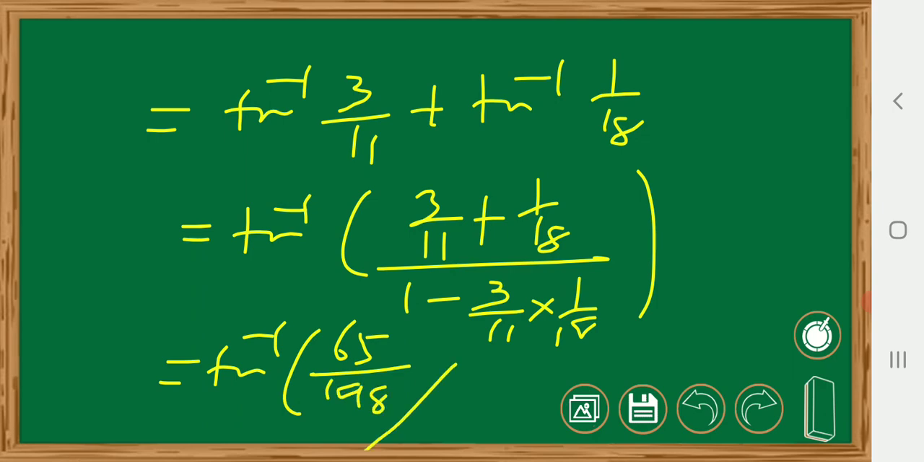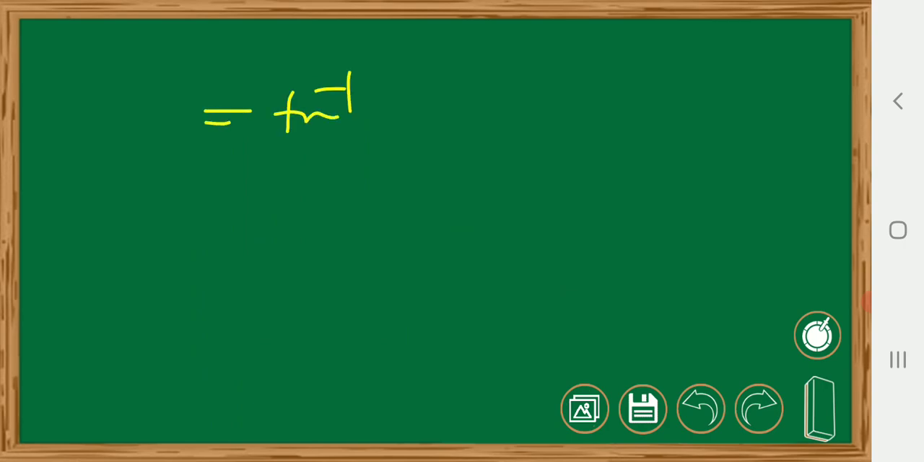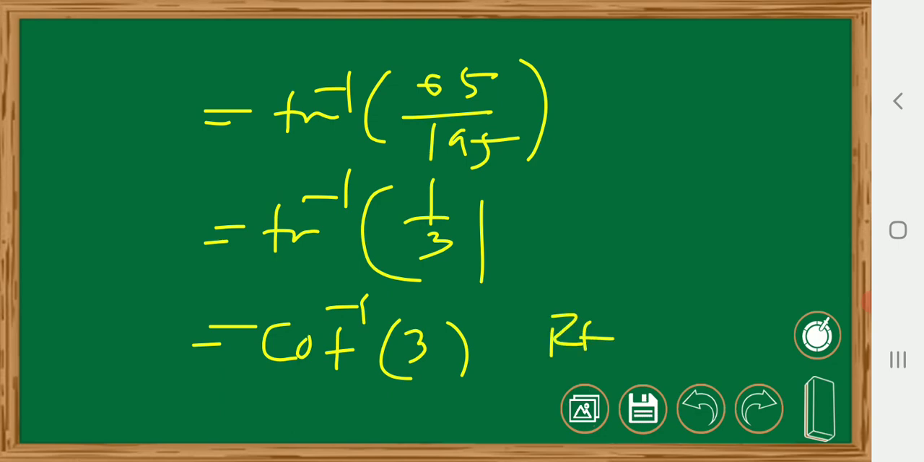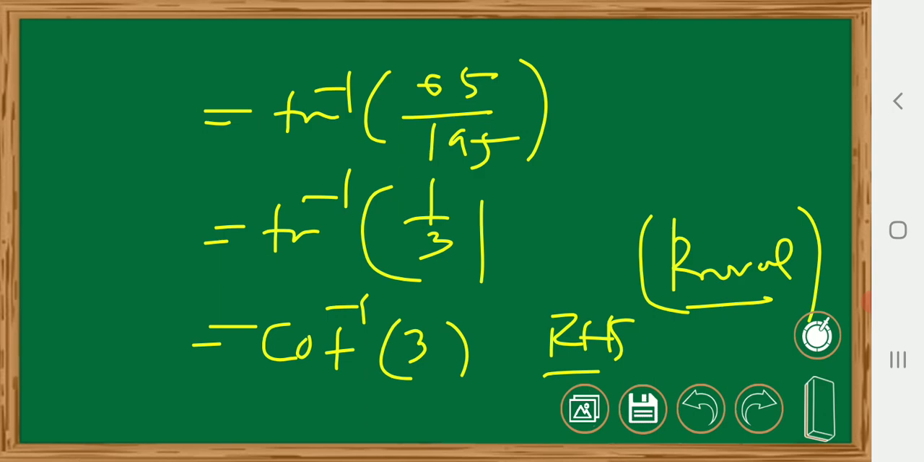Whole divided by 195/198. Okay. So now you can write it in the form 65/195. So that is equal to tan inverse 1/3. And ultimately you can write it in the form of cot inverse 3. And this is your RHS part, and the proof is over. Okay. Hope you can understand these two problems. It may be needful for you and also for board examination. Thank you very much.